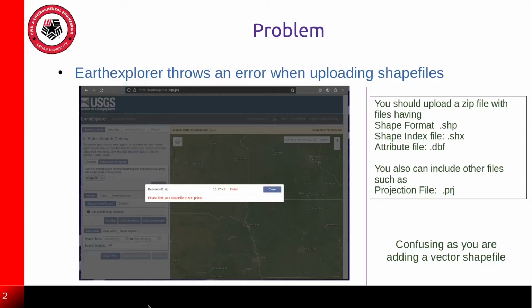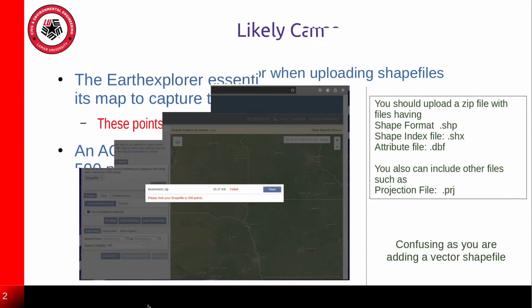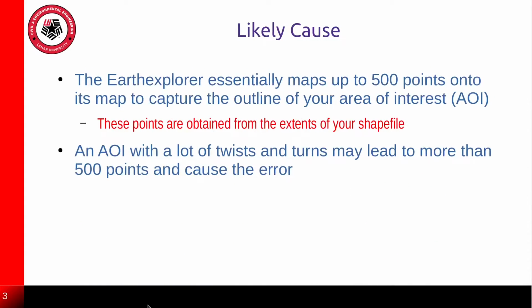Once you try to upload the shapefiles, oftentimes you might get an error that says please limit your shapefile to 500 points. And clearly this is confusing because you're trying to add a vector shapefile and you're being told that there are more points than what Earthexplorer can handle. So what is the likely cause of this problem?